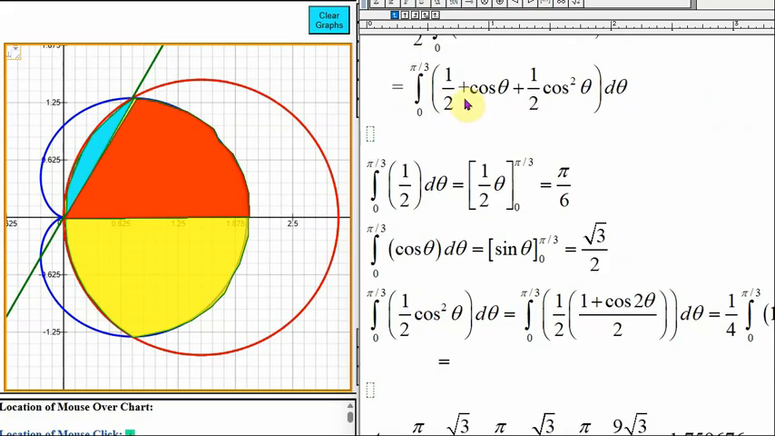Now let's integrate each term separately. For the 1/2, we get 1/2 theta, and evaluating from 0 to pi over 3, we end up with pi over 6. The integral of cosine theta is sine of theta, and evaluating from 0 to pi over 3, we get the square root of 3 over 2.